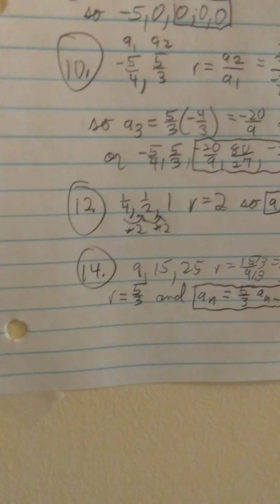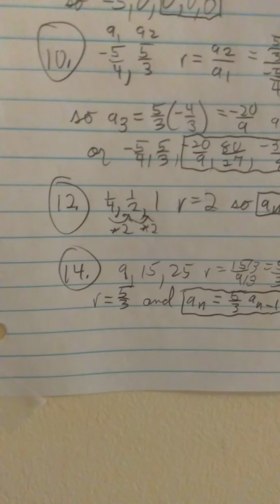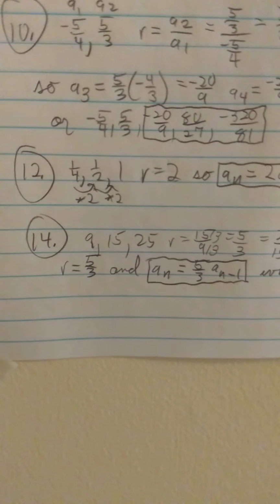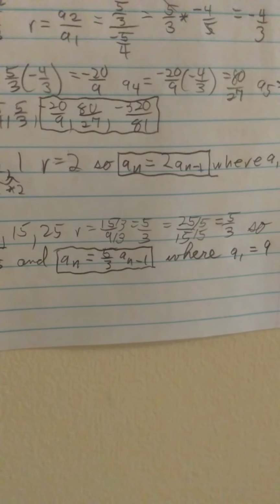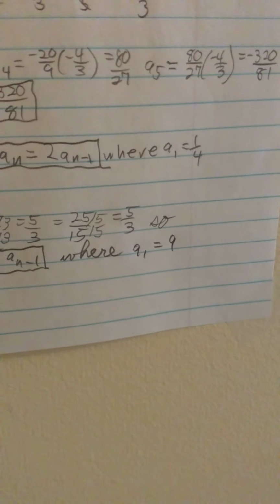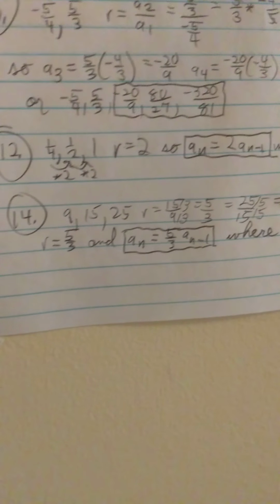So looking at 12, 12 is easily seen as a times 2 sequence. So r is 2. And to make a recursive sequence is quite easy: just say the current term is 2 times the last term, where we define the first term to be 1/4.